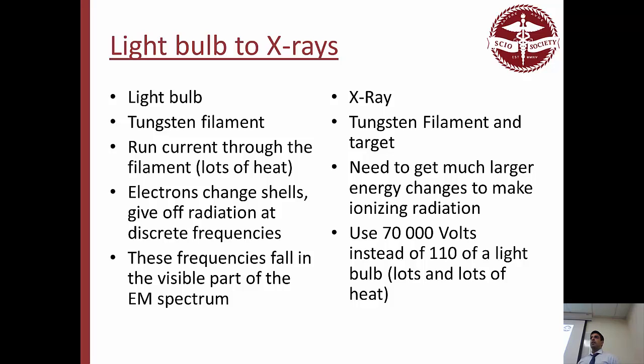So light bulbs and X-rays are not very different. We're making radiation in both of those things. Both of them are electromagnetic radiation. The only difference is where they fall in the spectrum. One of them puts them really high up on the spectrum. One of them puts them in the visible light spectrum area.